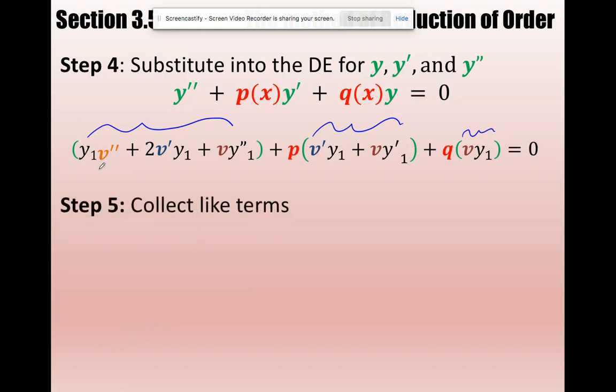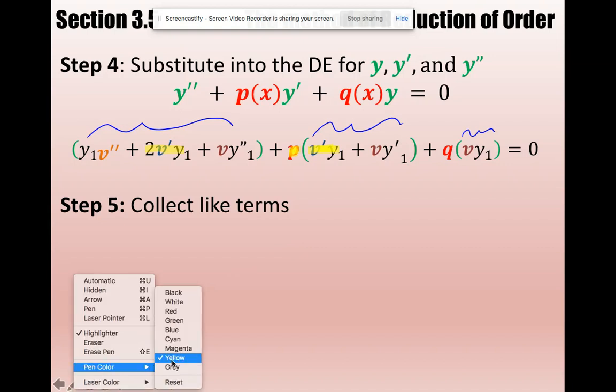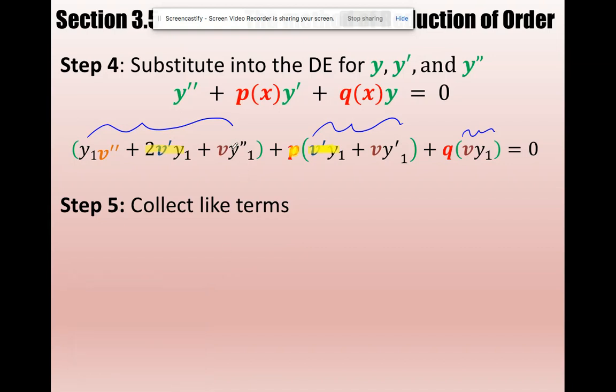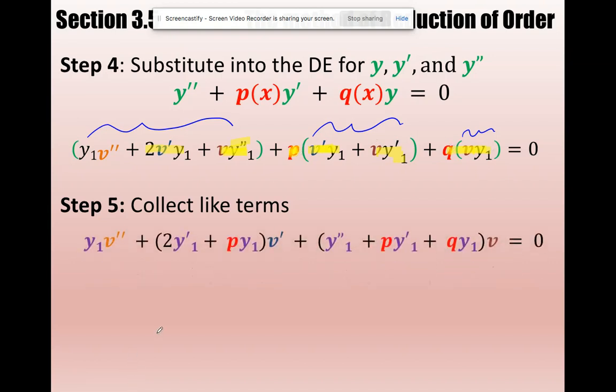Notice I tried to highlight in different colors. I have one v double prime term, and I have a v prime term here and a v prime term here that's multiplied times p. Then I also have a v term here, a v term here, and a v term here. Remember, this v term is multiplied by q, this v term is multiplied by p. So I'm going to collect like terms.